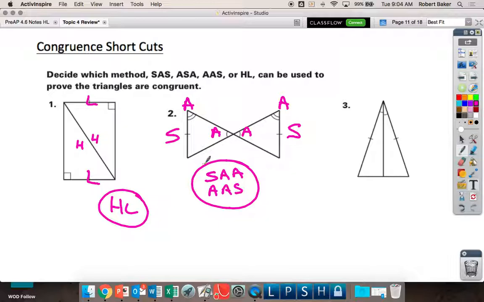Number 3, you have a pair of sides that are marked congruent. You have a pair of angles that are marked congruent. And you have a reflexive side that's congruent. What shortcut did you just generate? SAS.